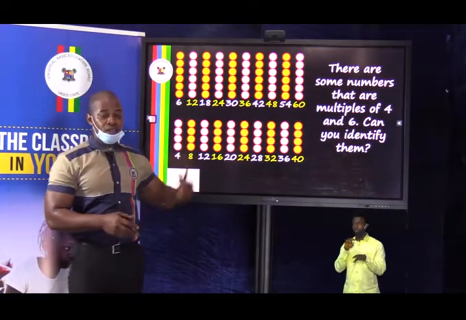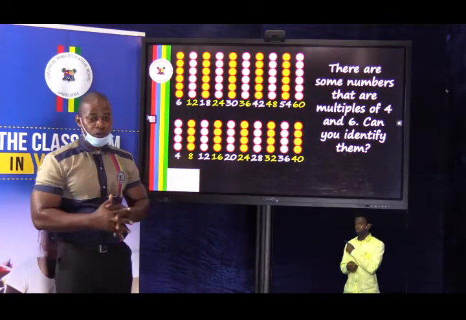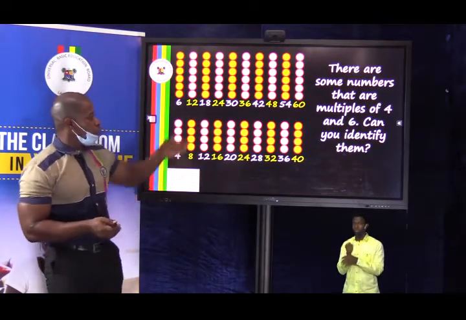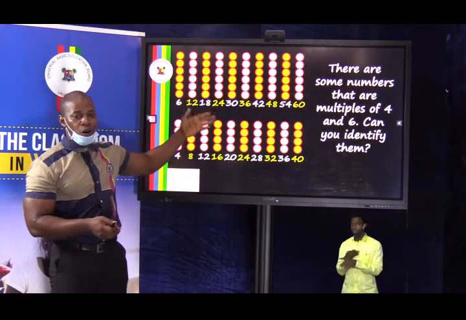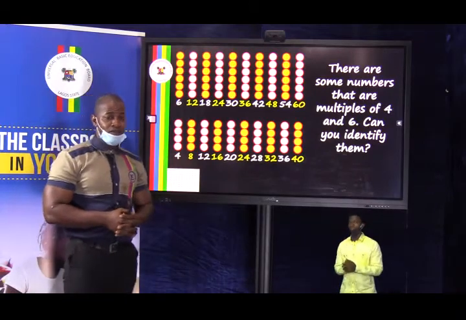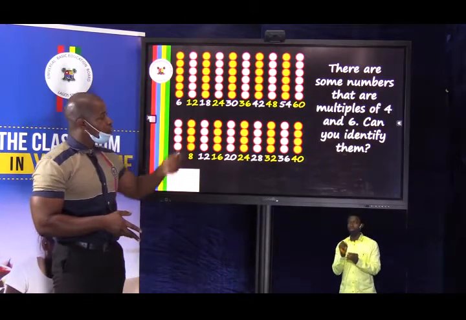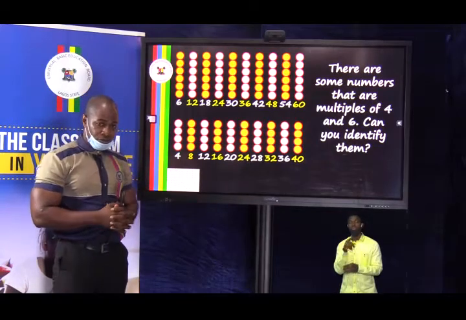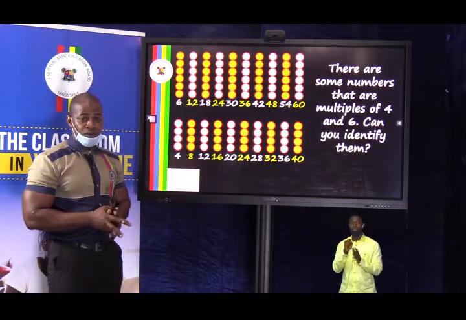Now I want you to look at this diagram properly, and this will serve as your first activity. There are some numbers that are multiples of 4. They are also multiples of 6. Can you identify them? Begin. I want you to identify the numbers that are multiples of 4 and that are multiples of 6. You have 10 seconds and I'll count.